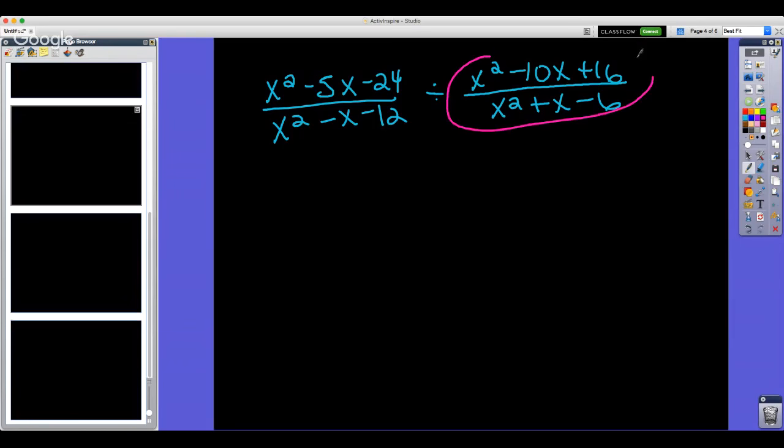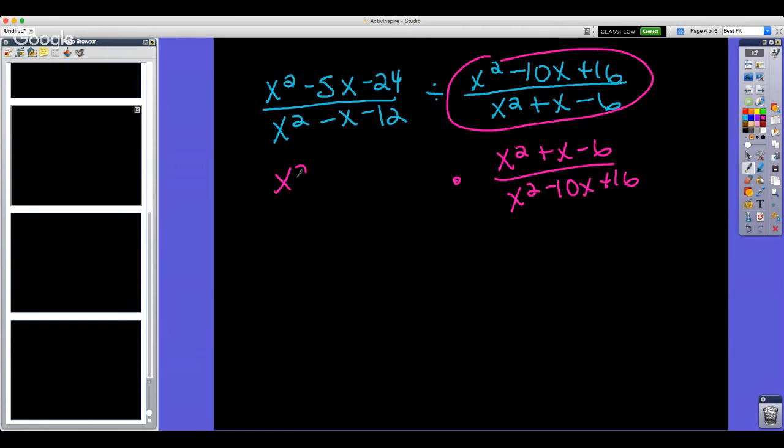Correct, yes. And so what we're going to do is take the right side. We're going to flip that, okay? So when we do, we're going to have x squared plus x minus 6 all over x squared minus 10x plus 16. If you first flip the right side, that might be easier, so we figure it out before we actually factor. Once we get to this point, we're going to factor all 4 sides, top and bottom of both.